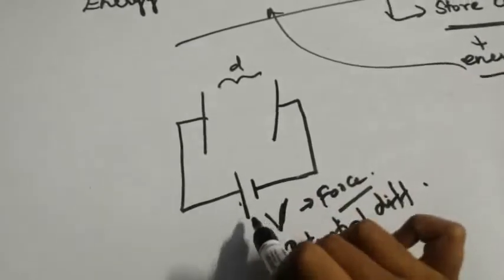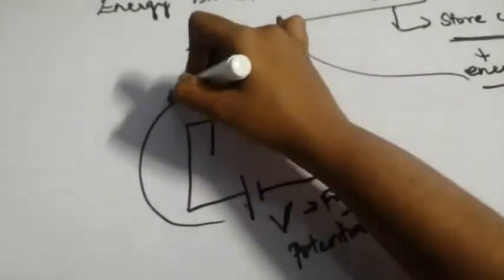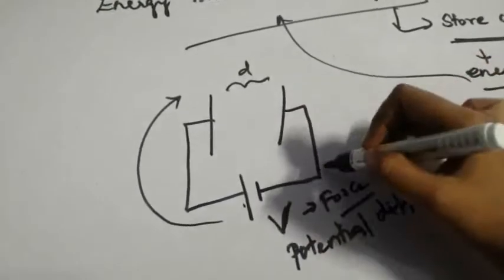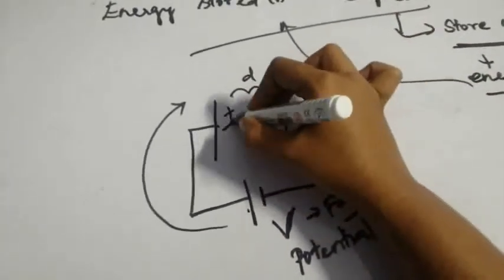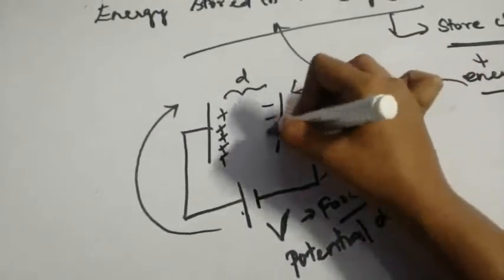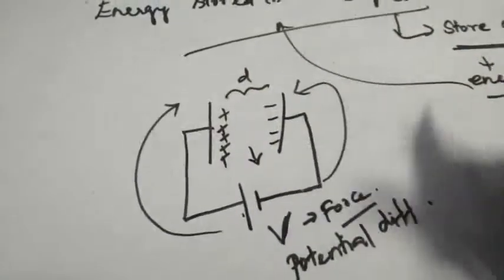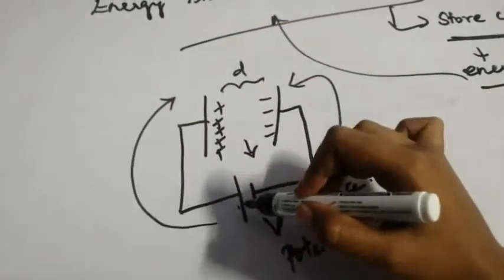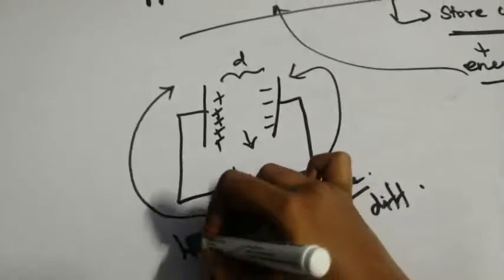And this potential will push the charges from the positive terminal to one plate and from the negative terminal to the other plate, where they are stored. This extra charge pushed from the battery is stored in the plates. This is how the charges are stored here. And due to this potential pushing the charges, this is called the work done.